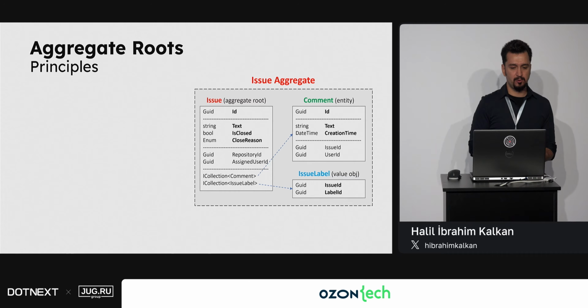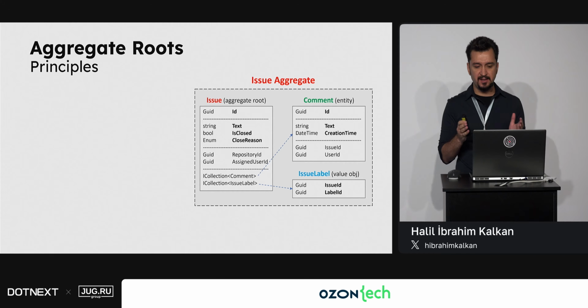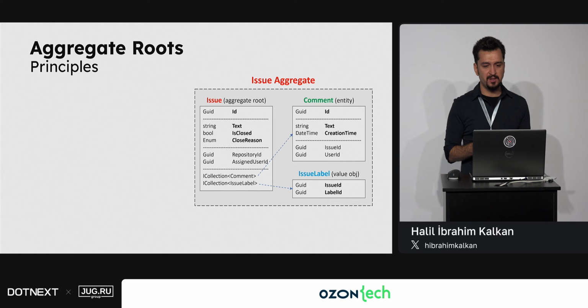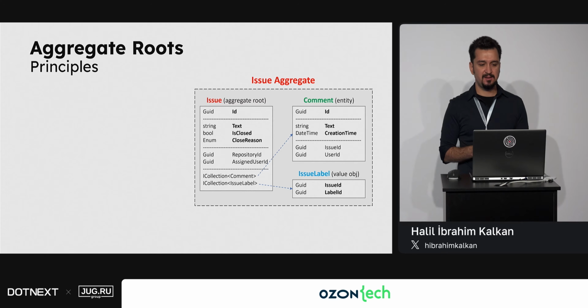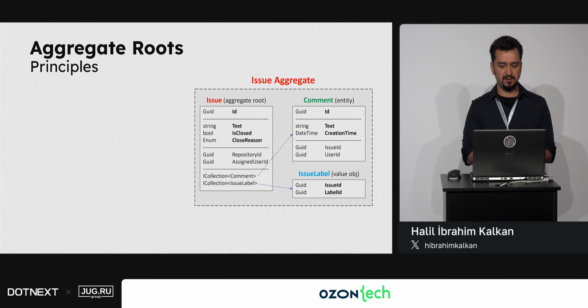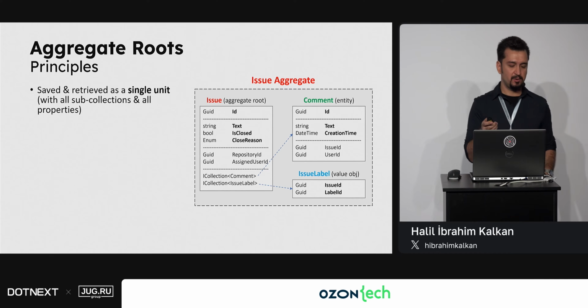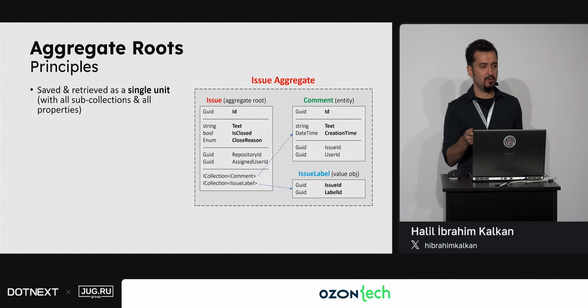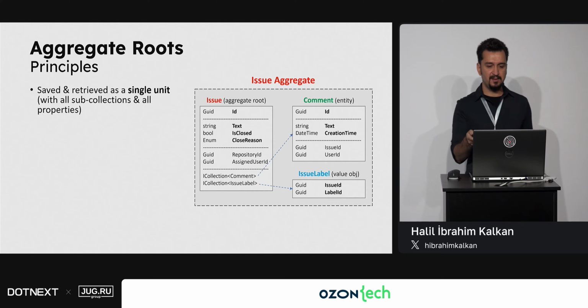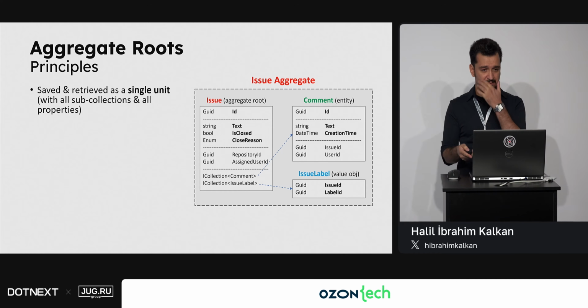principles before the rules. For aggregate root, an aggregate is a cluster of objects tied together. When you have a business operation on this aggregate, it typically happens on the aggregate root and is delegated to sub-entities if necessary. So it acts as a single unit. The first principle is that when you read this aggregate from the database, you should read it as a single unit. That means it should include the issue entity and also all sub-entities, like all comments.